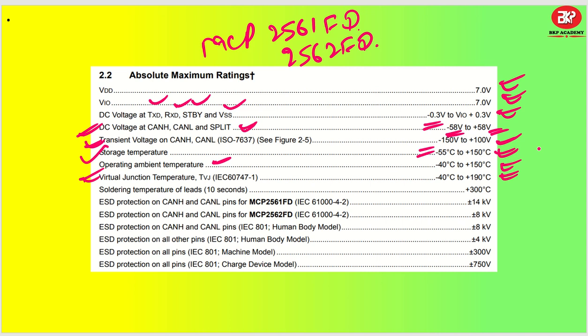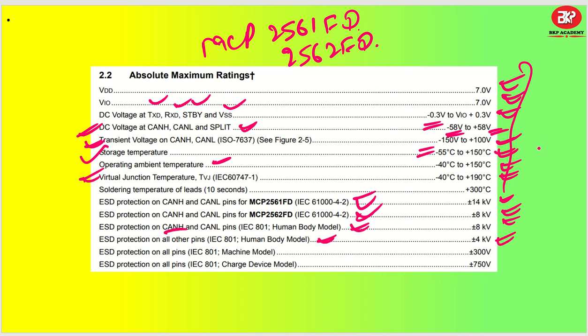Okay, absolute maximum rating. You are not supposed to work up to these particular voltage values or temperature values. There is an operating temperature range, or operating voltage range, in which we will be working. As you can see, we have ESD protection on 2561 up to plus minus 14 kV, and ESD protection on MCP2562 up to plus minus 8 kV. Okay. Human body model is there up to plus minus 8 kV, and we have ESD protection on all other pins of plus minus 4 kV.